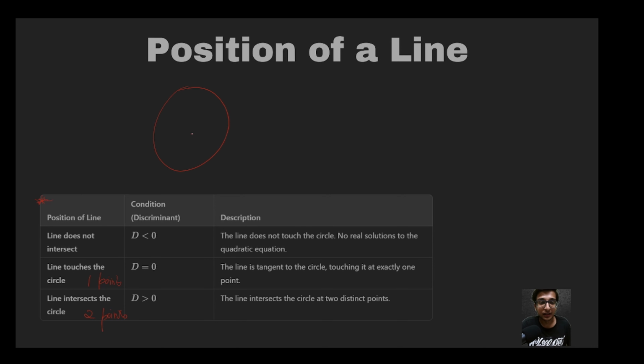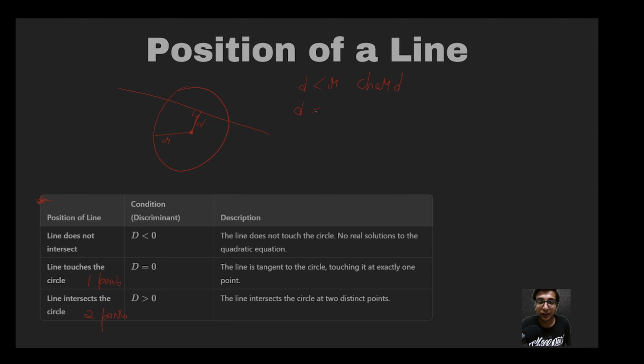Now for a circle, you know the radius of the circle, which is r. Now if a line is, let's say, a chord, that means if you find out the perpendicular distance from the center, let's say this is d. If you find out d and it is less than r, that means it is a chord.